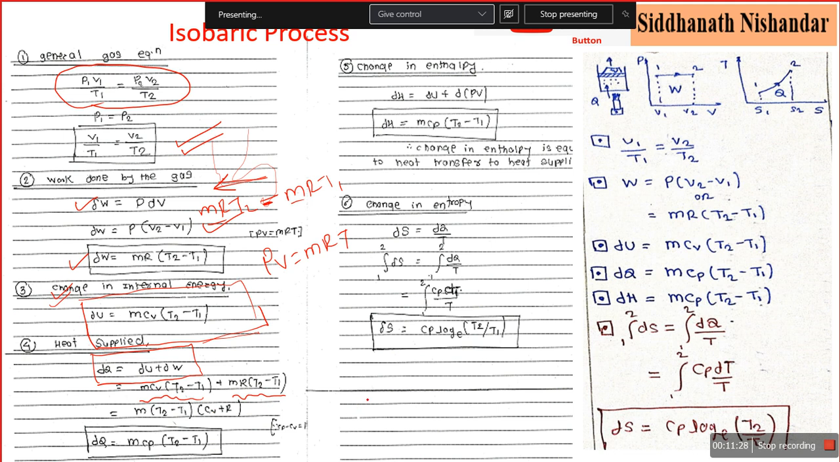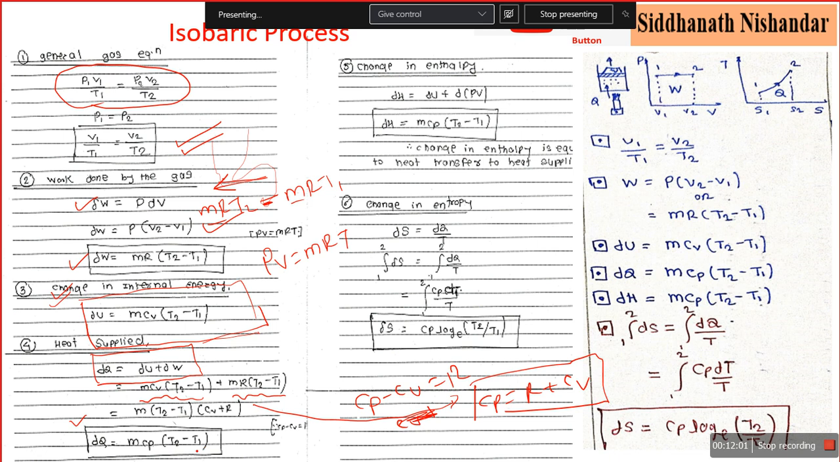So we know the relation Cp minus Cv is equal to R. Here, Cv plus R, what we get is Cp. We need the relation like that: Cp is equal to R plus Cv. The fundamental equation we know is Cp minus Cv is equal to R. Here the relation we need is Cv plus R, and this is nothing but equal to Cp. So heat supplied is equal to m Cp delta T.